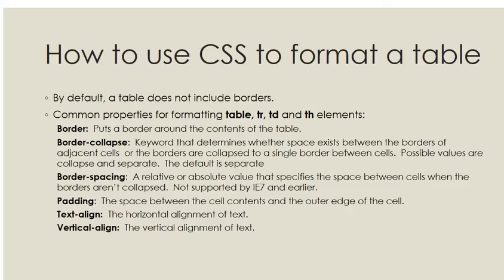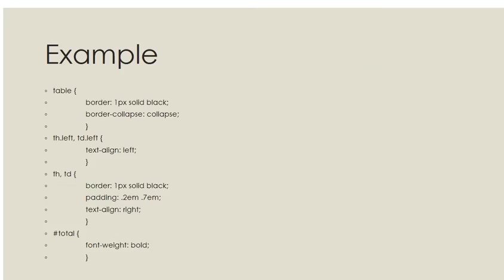Border spacing is going to let you have your space between the cells. Padding is going to go to the outer edge, and align, you're going to align it left, center, or right. And vertical is going to be the up or down. And I'll show you an example.